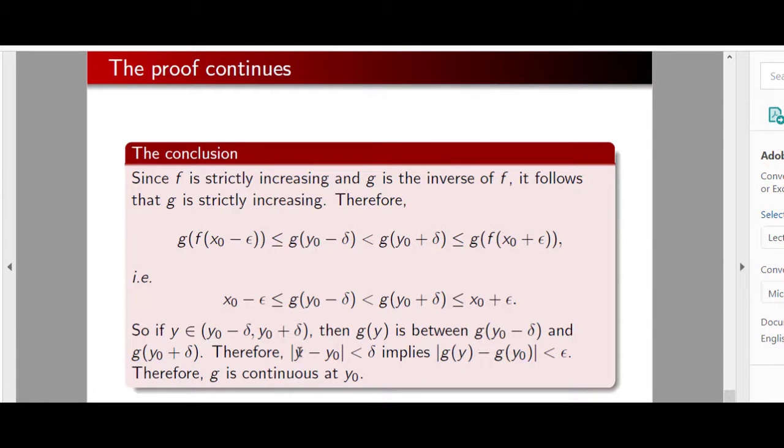Therefore, we have that the absolute value of y minus y naught is less than delta implies that the absolute value of g of y minus g of y naught is less than epsilon, and so g is continuous at y naught.